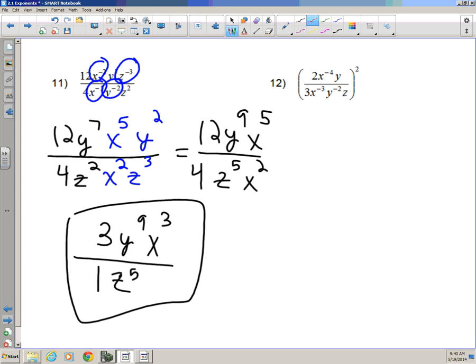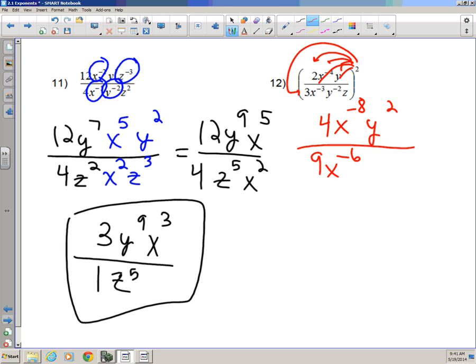Last but not least for this one, again, what I'm going to do is multiply the powers in, and then we'll show you how we work with that. So this becomes 2 to the 2nd, which is 4. Negative 4 times 2, negative 8. 2 times 1 becomes y squared. 3 squared is 9. Negative 3 times 2 is x negative 6. Negative 2 times 2 is y negative 4. And 1 times 2 is z squared.